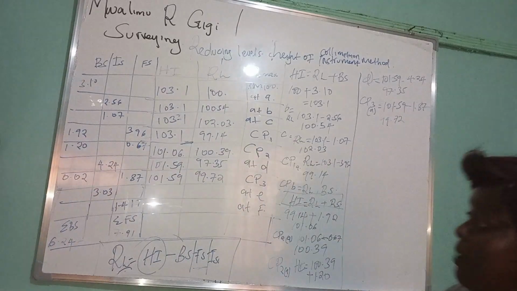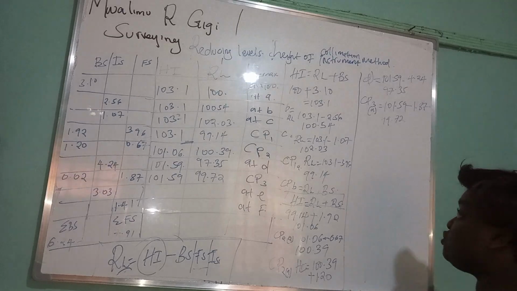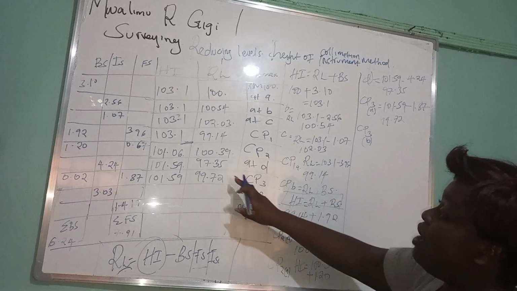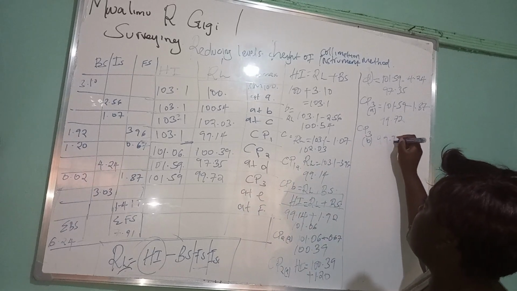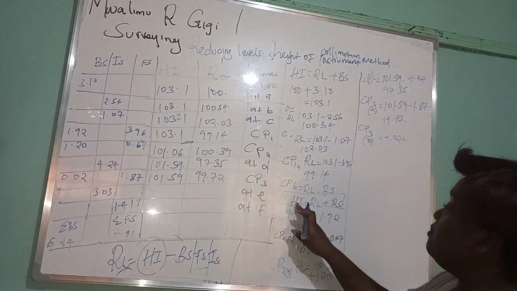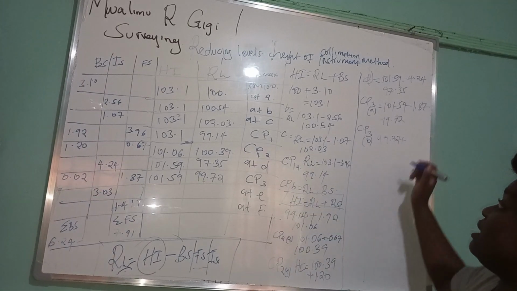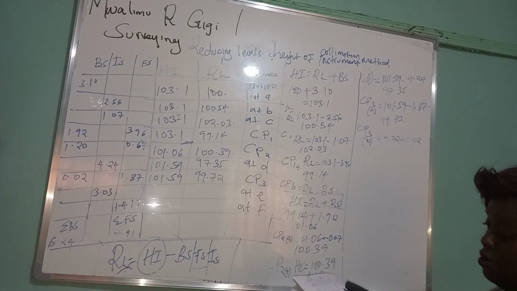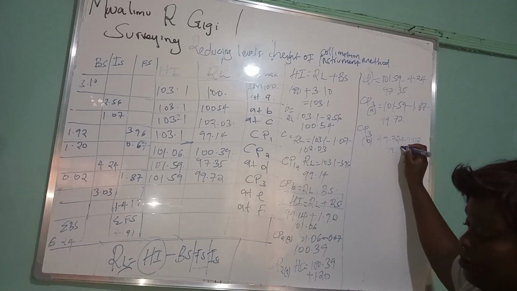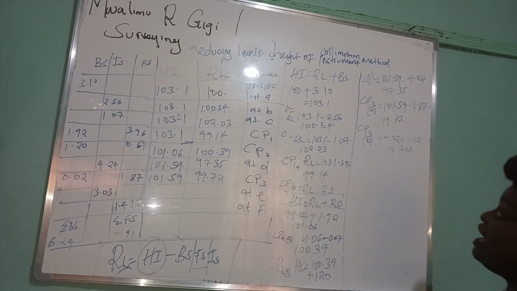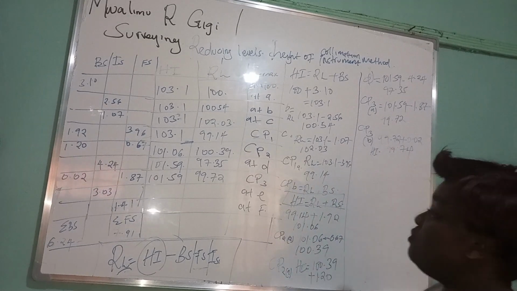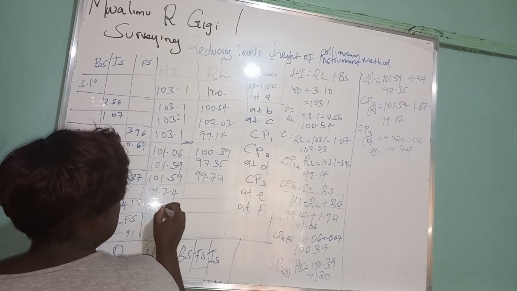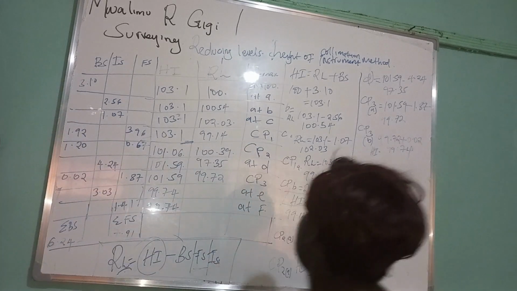Then we have a backsight of 0.02. So at change point 3B, we have a backsight and we have the reduced level. So 99.72 plus 0.02, since height of collimation is reduced level plus backsight, which is 99.74. So the height of instrument is 99.74.